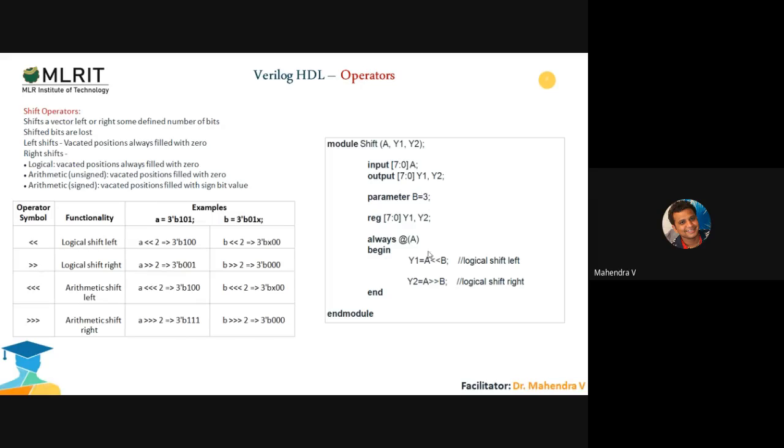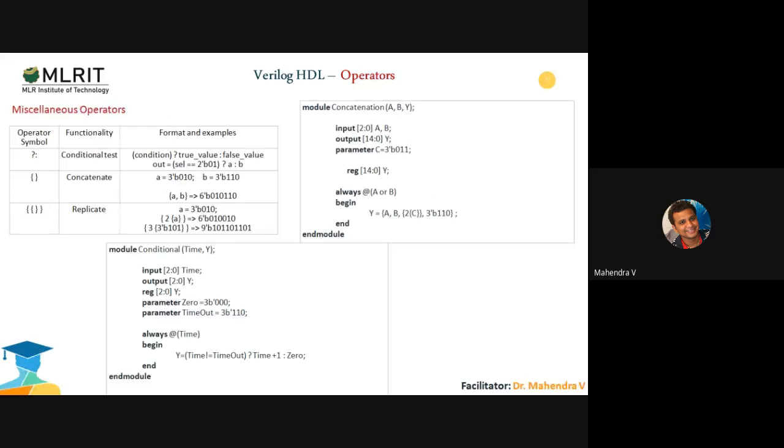Here B is written and B is stored with 3. So we are shifting A towards the left hand side by 3 positions. In this case, you are shifting this towards the right hand side by 3 positions. Okay. Now this is how we write programs by considering shift operations.